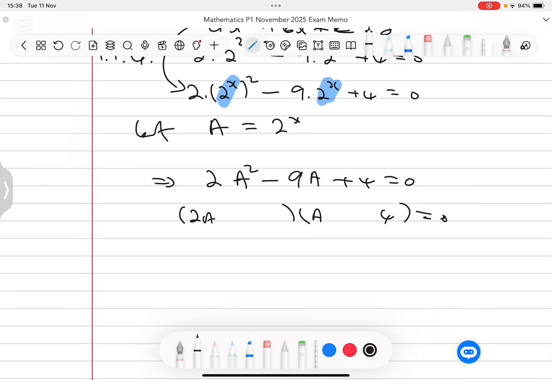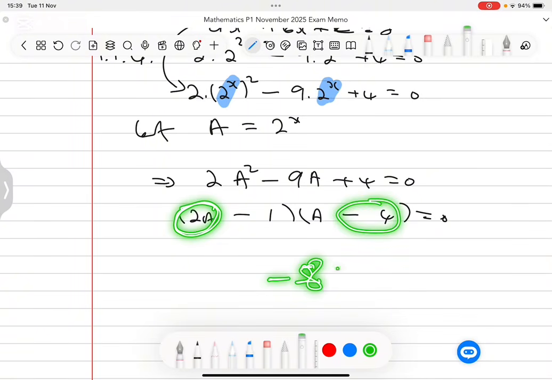So if I use a 4 and a 1, I say 4 and I put a 1 here, I can see that if I multiply 4 and 4, I will get a positive 4 if and only if both of them are negative, because negative 1 times negative 4 should give you a positive 4. But you must check that if I say 2a times negative 4, I get a negative 8a.